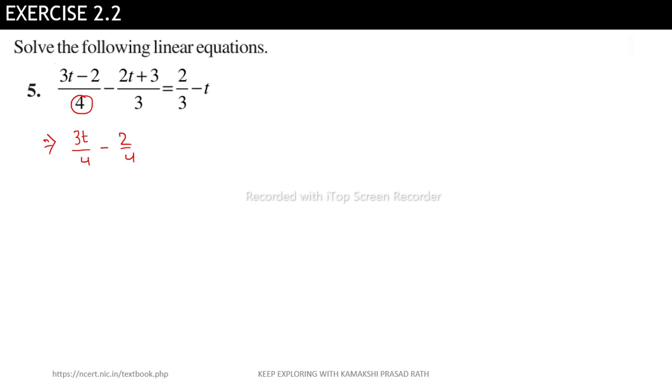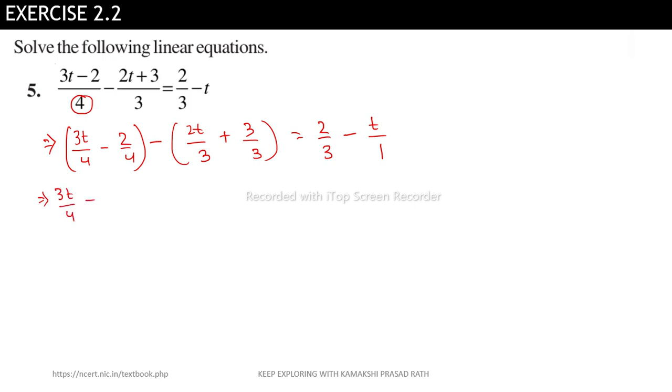Now here, minus, so let's separate this again: 2t by 3 plus 3 by 3 is equal to 2 by 3 minus t, which can be written as t by 1. Next, simplify the brackets. We have 3t by 4 minus 2 by 4. When the minus is taken in, minus 2t by 3, and minus into plus gives minus 3 by 3, is equal to 2 by 3 minus t by 1.